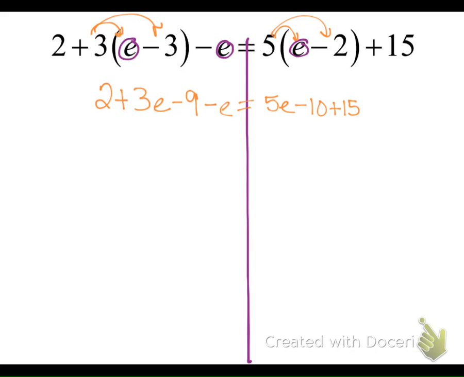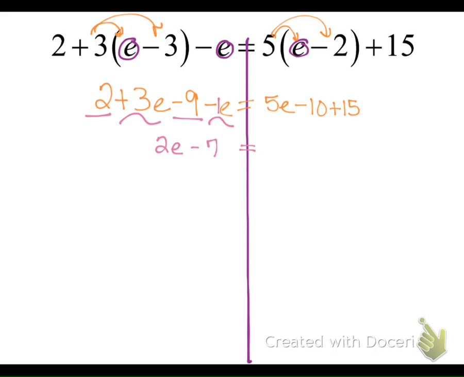Okay, now I go back to my left side. After I distribute, my next step is to combine like terms. So I know my like terms are 2 and minus 9 and positive 3 and minus e. What should I do with that e that's by itself? Put a 1 up in front of it. Okay, so I'm going to combine my like terms. I always start with my variables first. So what's 3e minus 1e? 2e. And then I'm going to combine 2 minus 9. It's going to be negative 7. Yep.